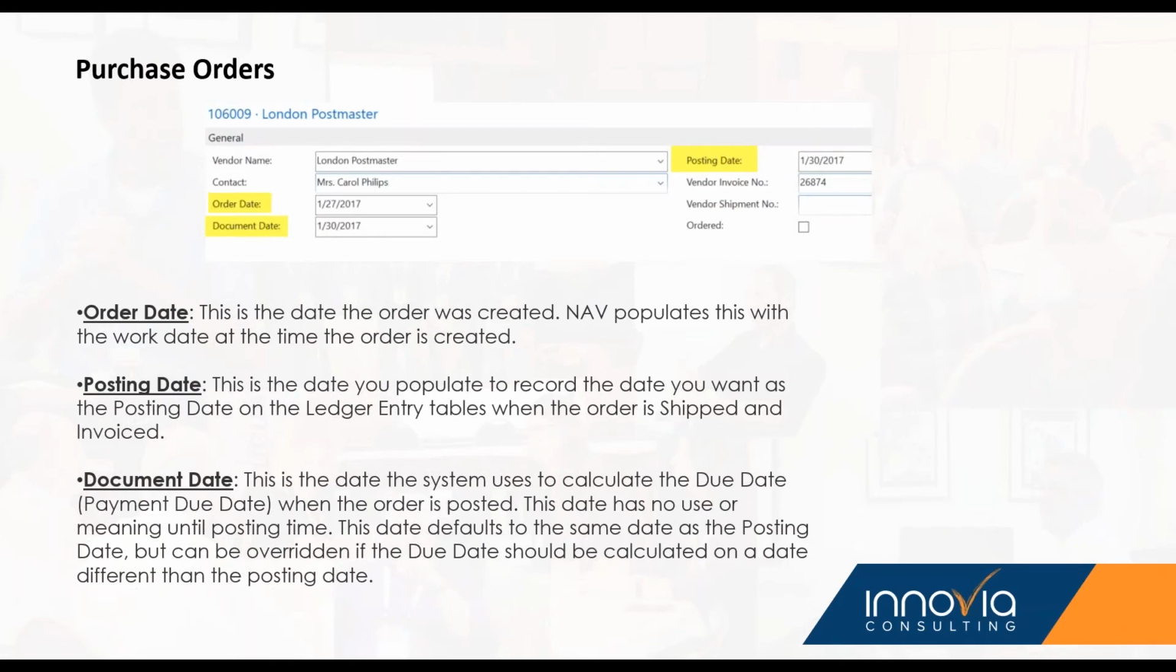So we're going to run through this. This is a pretty quick process, quick webinar. Let's address some basic stuff. On our purchase orders, we have a couple of very important dates. We have in our general tab our order date, our posting date, and our document date.